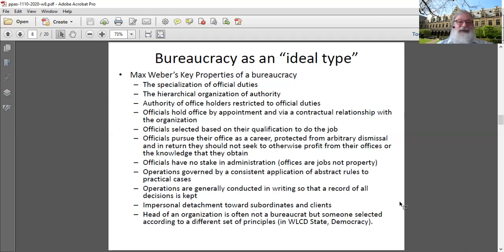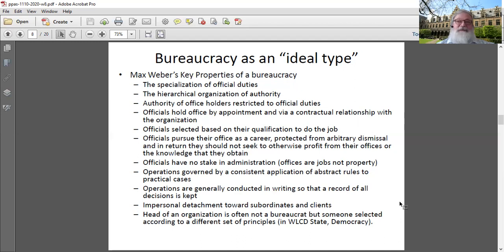Unlike in some systems of government, where people are placed in their office for familial or religious reasons. Officials selected based on qualification to do the job, well, that's pretty straightforward, right? It's a professional public service, and people are chosen because they know what they're doing, not because they're related to somebody or because of some mystic ritual or religious decision making structure that puts them in office.